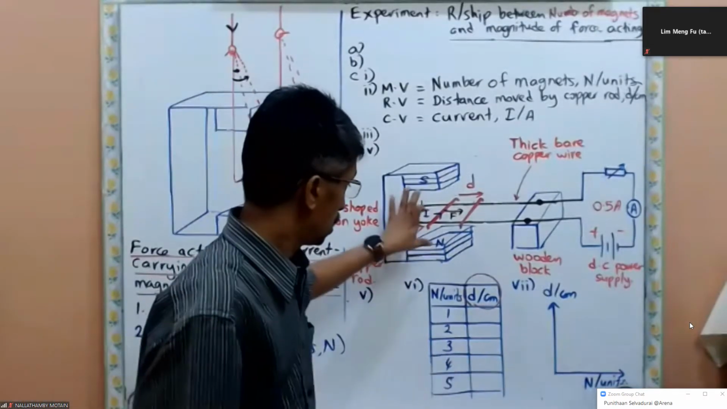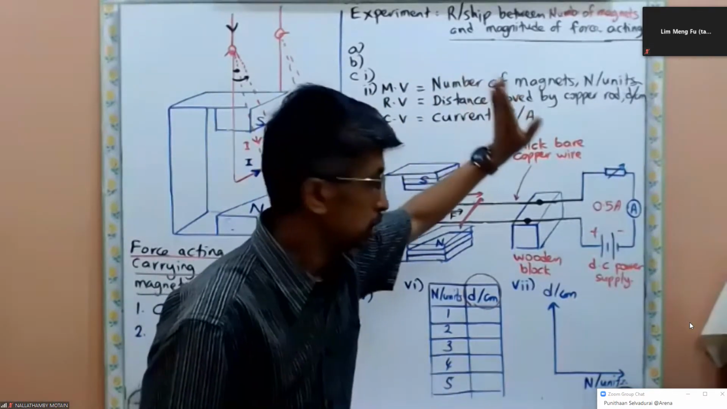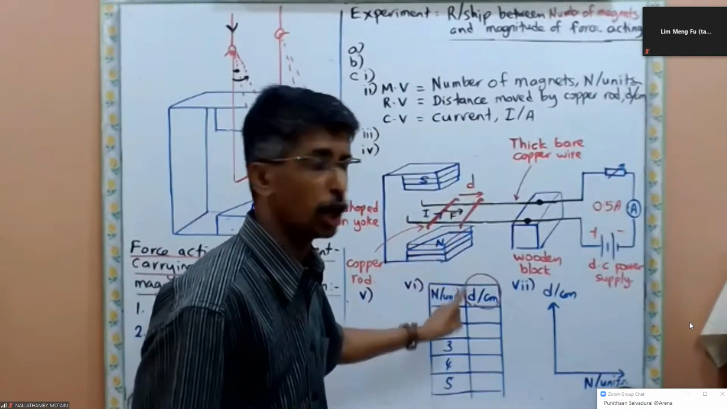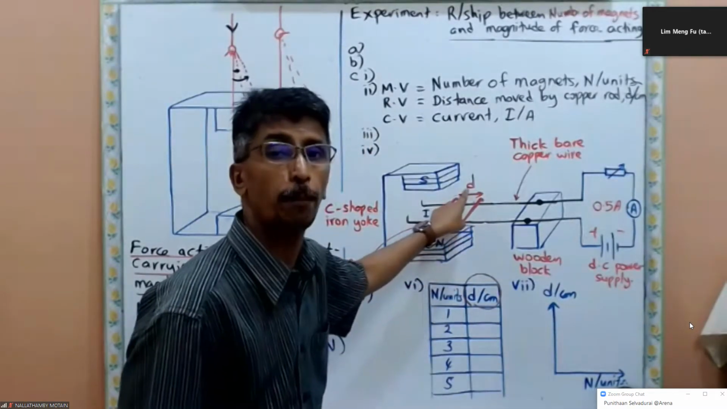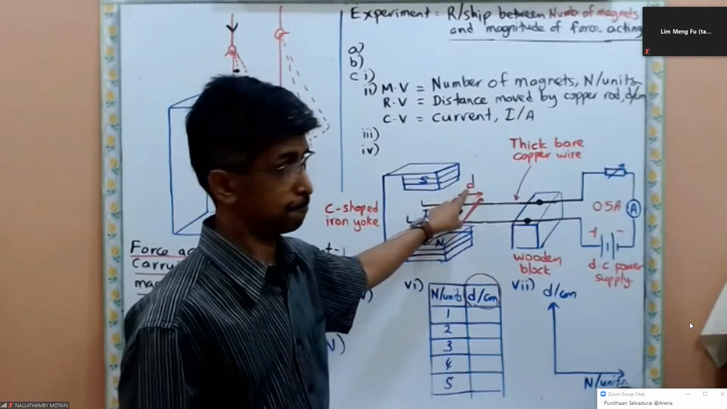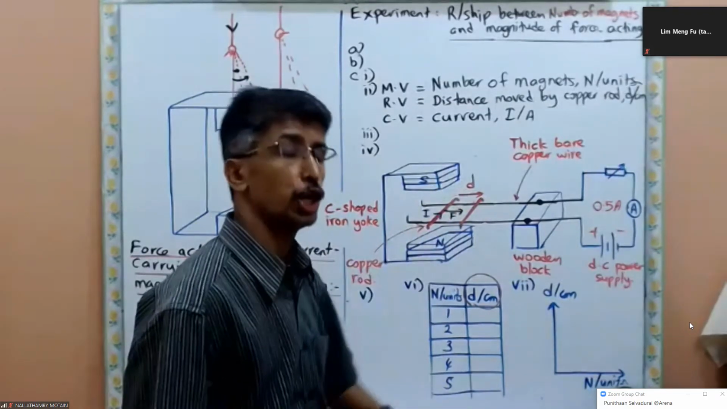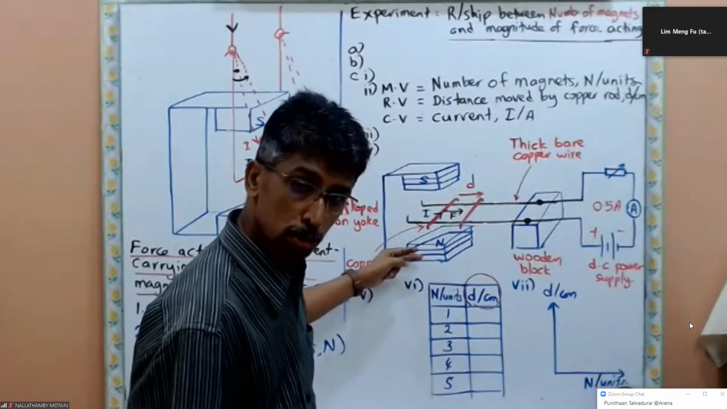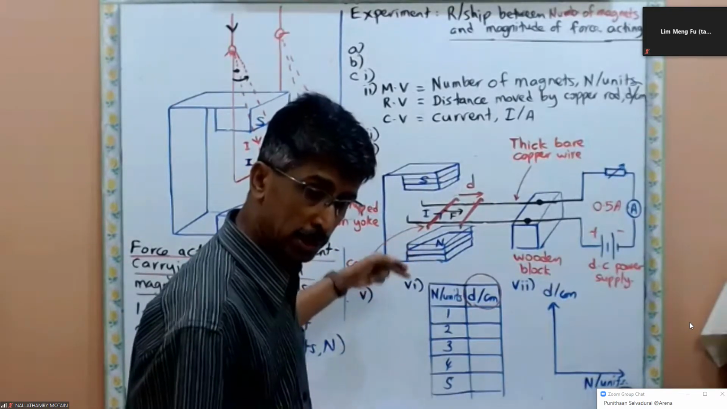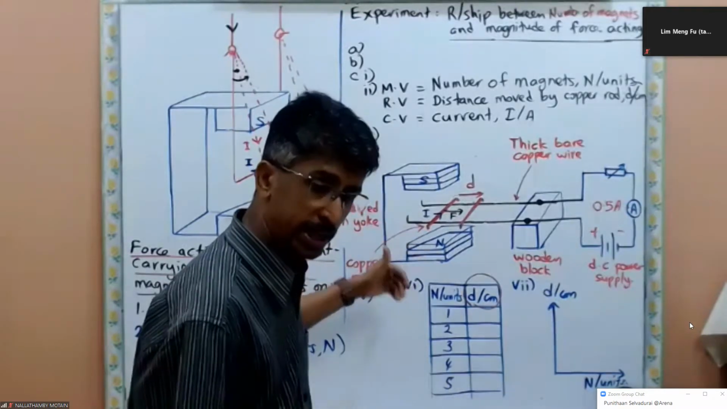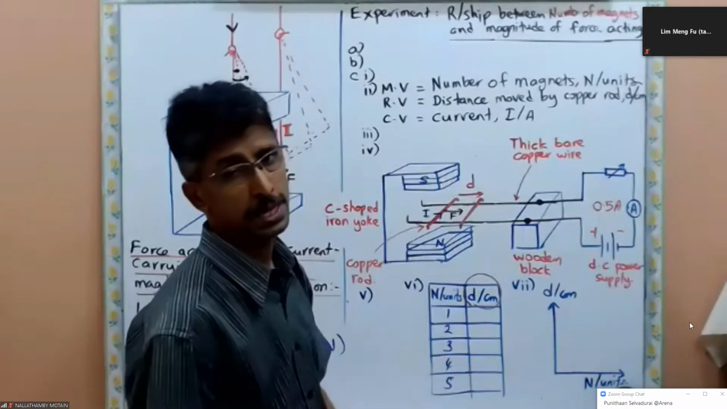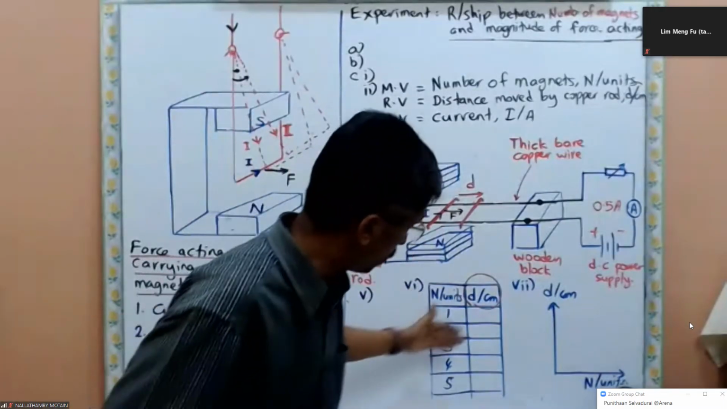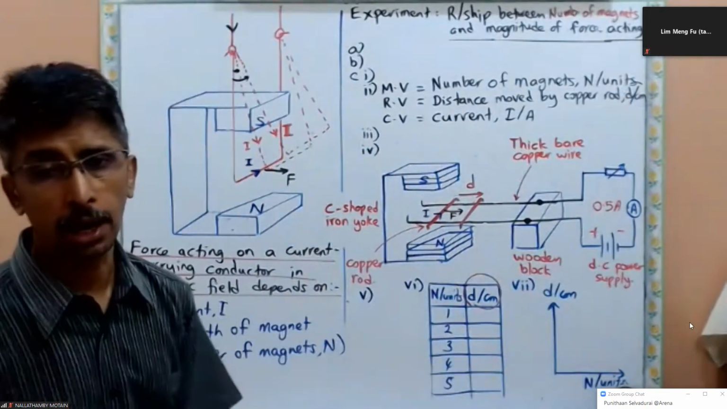Switch on the circuit. Measure and record distance moved by copper rod using ruler. Repeat the procedure using two magnets, 3 magnets, 4 magnets, and 5 magnets. Okay, finish. Then only come to table and also graph.